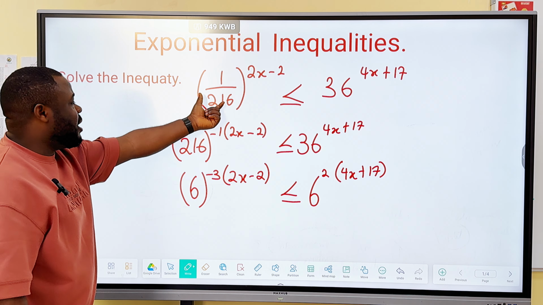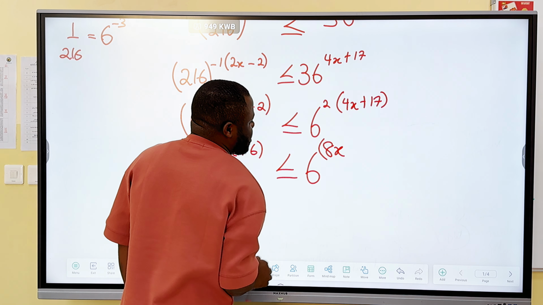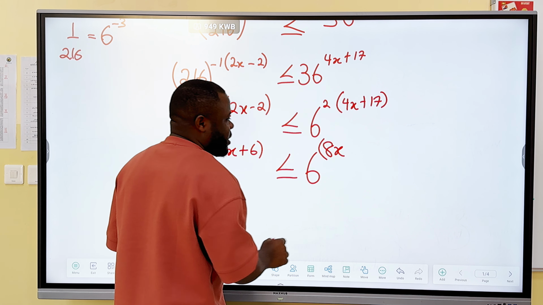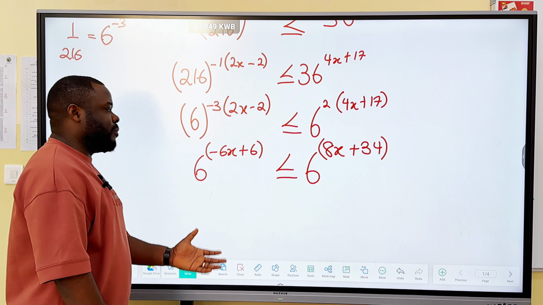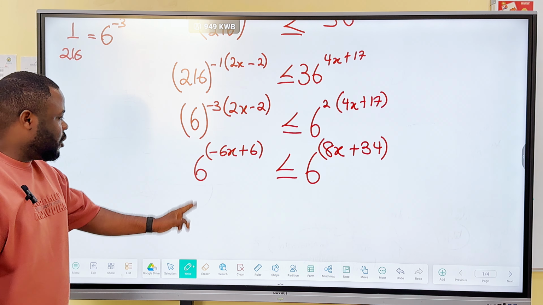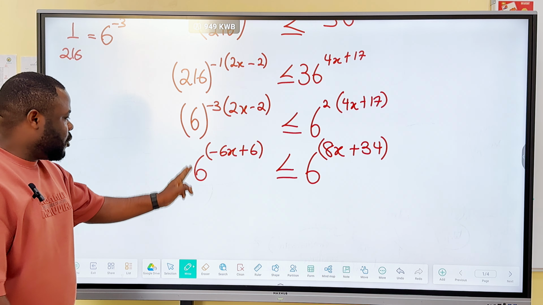You have 2 multiplied by 4x, it will give you 8x. So 2 multiplied by 17 is going to give you 34. All right, so you've been able to simplify the powers, so you can cancel out the base. So you now have negative 6x plus 6 will be less than or equal to 8x plus 34.